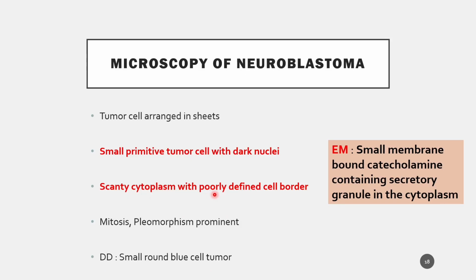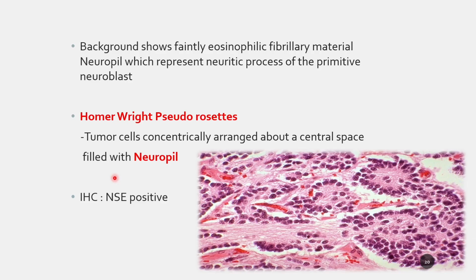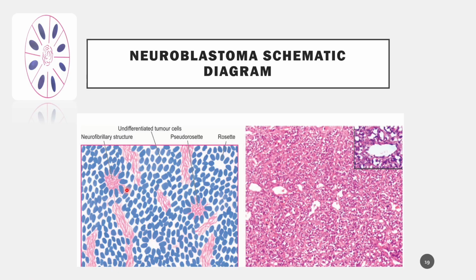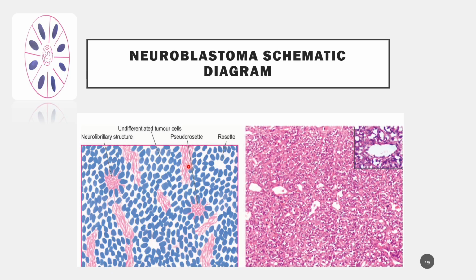Now, characteristically, the tumor cells have a characteristic appearance around a centrally placed neuropile. See, the tumor cells are arranged concentrically around the central field with neuropile. So this is the center area which is filled with neuropile. What is neuropile? The neuropil is fibrillary material. They are the eosinophilic fibrillary material which represent the neuritic process of neuroblast. So the neuroblast neuritic process will stand as a neuropile. So the center one is neuropile.